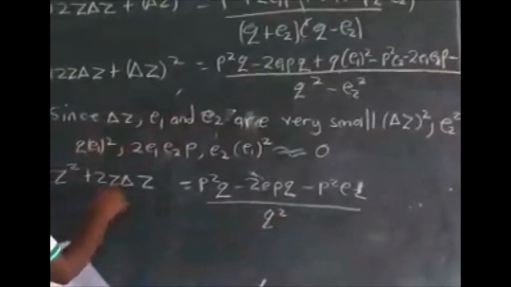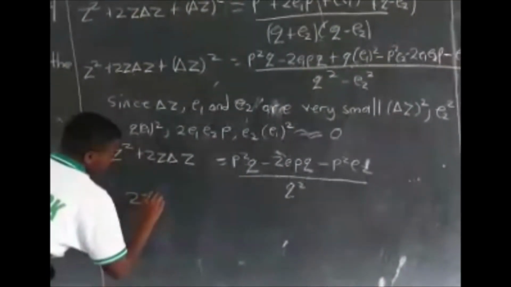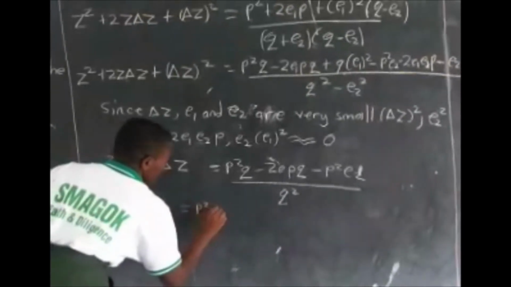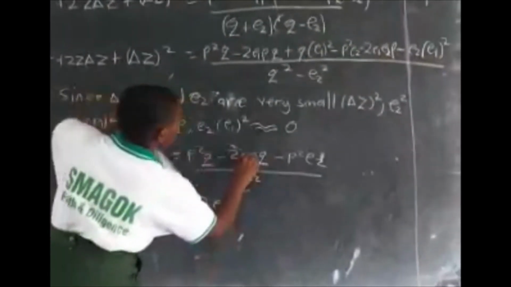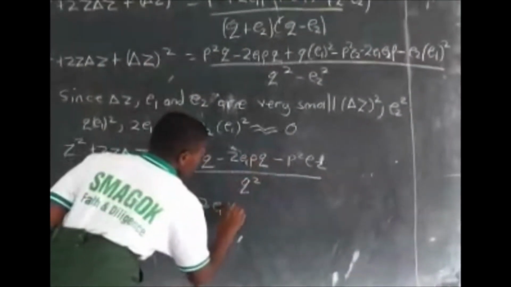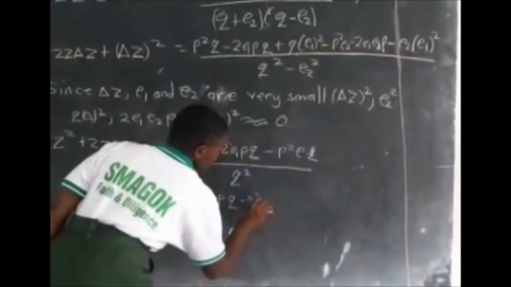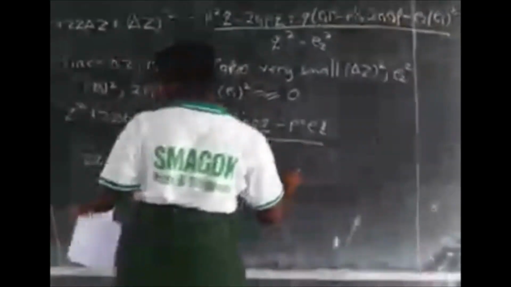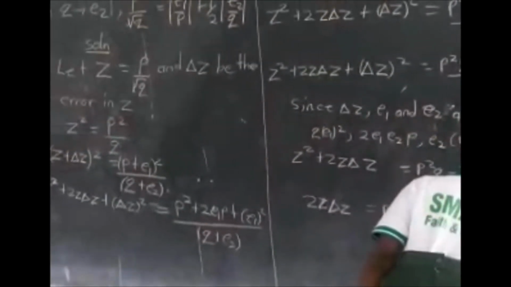From there, we shall take Z squared the other side, and we shall remain with 2Z delta Z this side, is equal to P squared Q minus 2E1PQ minus P squared E2, out of Q squared, minus our Z squared, which is P squared out of Q.